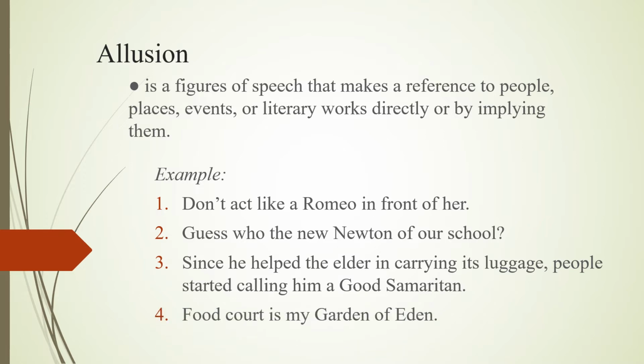Fourth one. Food court is my Garden of Eden. Garden of Eden was the paradise God made for Adam and Eve. So it means it's my paradise. So that's allusion. We also have hyperbole.